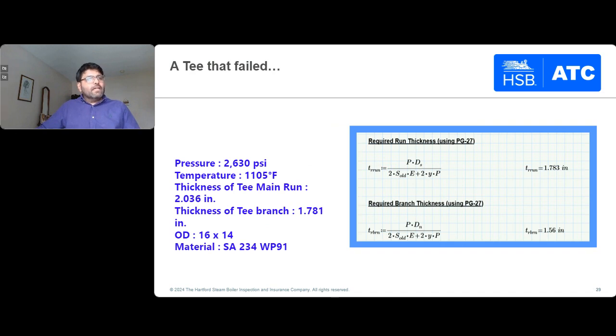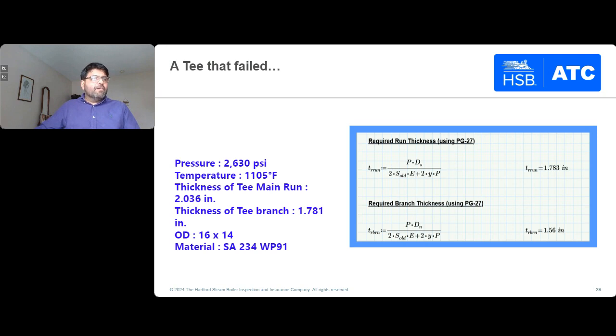2,630 PSI is the design pressure. The temperature is 1105 degrees Fahrenheit. The main run thickness for this T was more than 2 inches. The thickness of the branch was close to 1.78. So in order to meet the Section 1 minimum rules, I need to treat this T as a straight seamless pipe and do those calculations.